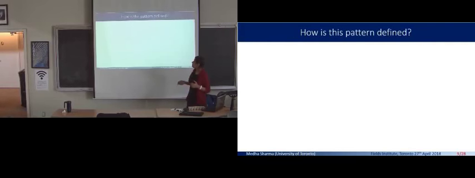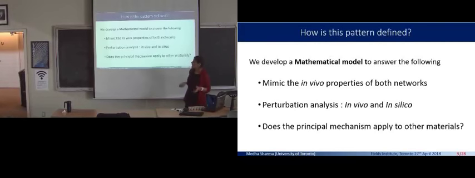And so the way I'm trying to solve this pattern formation problem is by developing a mathematical model. Initially this mathematical model will try to mimic what happens in a normal egg, and later on we will do some perturbation analysis, both in the egg, rather in the embryo, and in the model. And finally, if we find some good mechanism, we can then apply it to other materials and understand them.